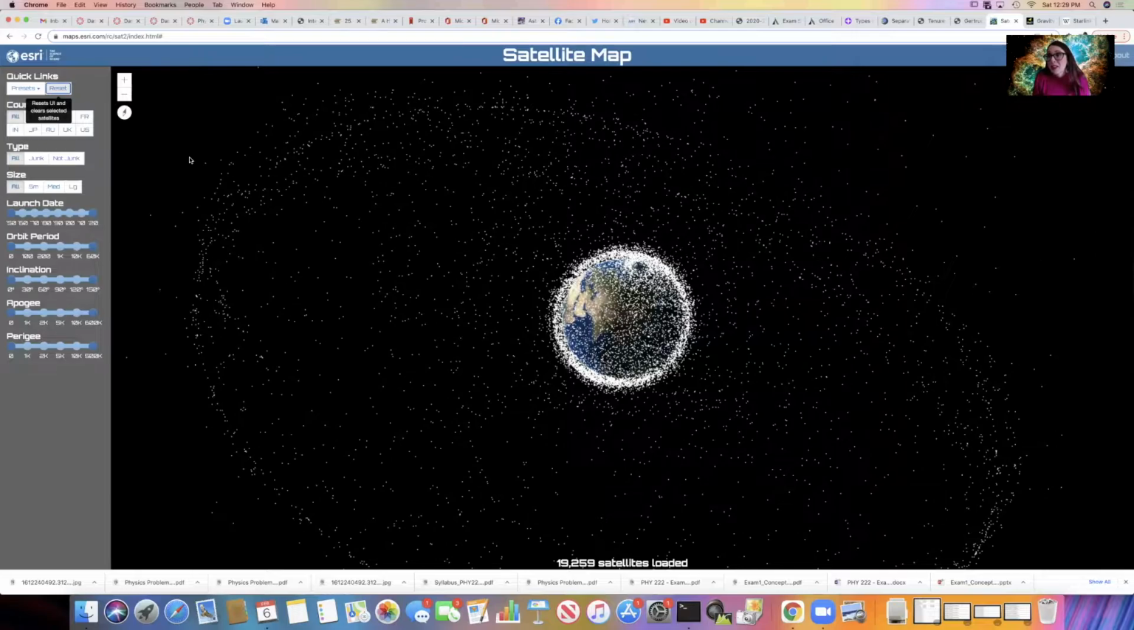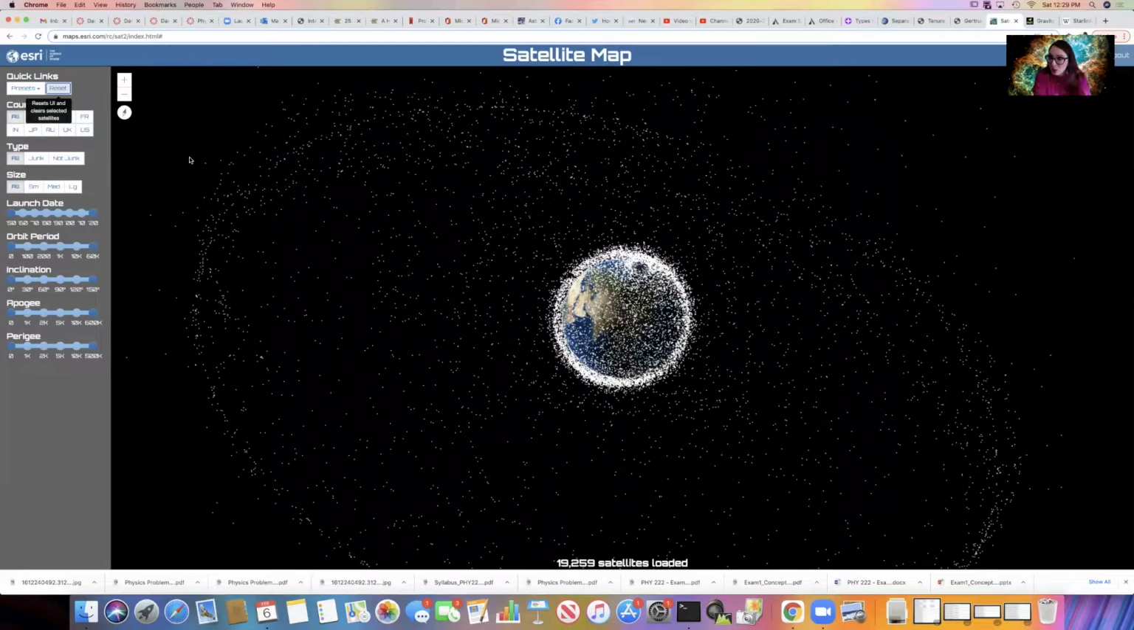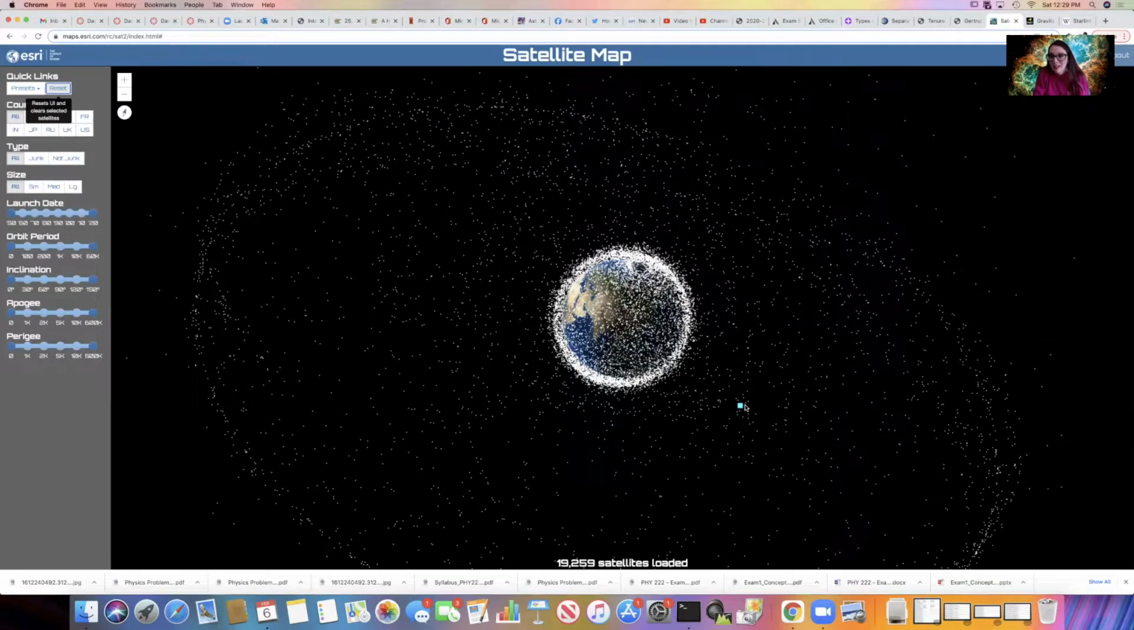It could even be a piece of space junk, like a leftover piece from a rocket, let's say from one of the Apollo missions. A satellite in this respect is just anything that's orbiting the Earth that we put up there, okay? So every little white speck that you see here on the screen is a satellite that has been launched from the Earth and put up into orbit around the Earth.